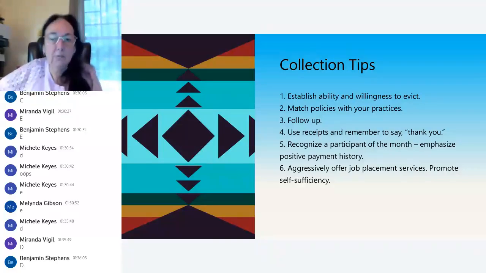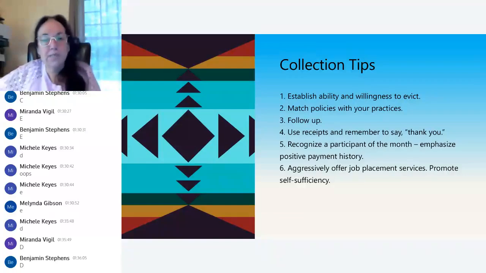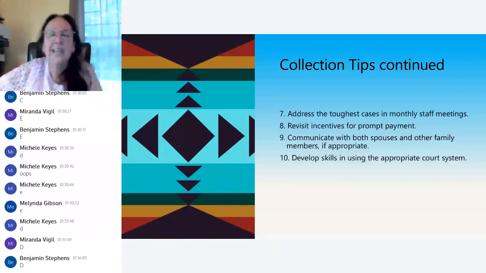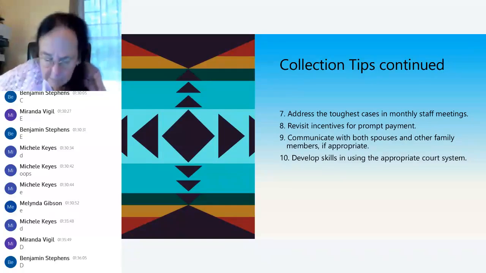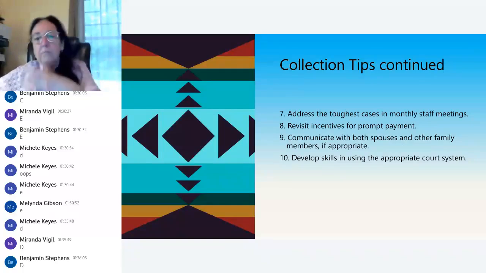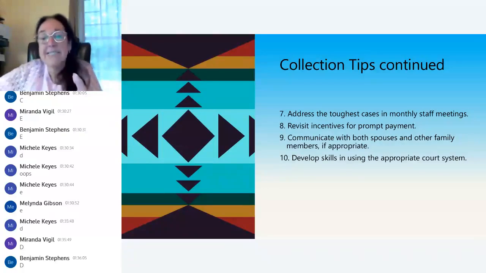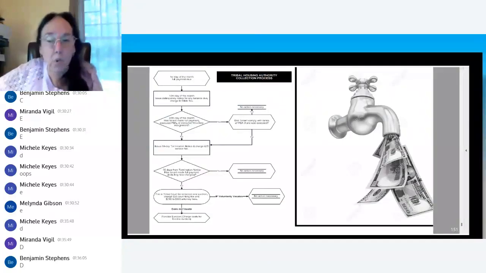Match your policy with your practices, follow up, use receipts, remember to say thank you, recognize the participant of the month, emphasize positive payment history, aggressively offer job placement services, promote self-sufficiency, anything you can do to make it easier for them. Address your toughest cases in your staff meetings. Revisit incentives for prompt payment. Communicate with both spouses and other family members if appropriate. Develop skills in using your appropriate court system.